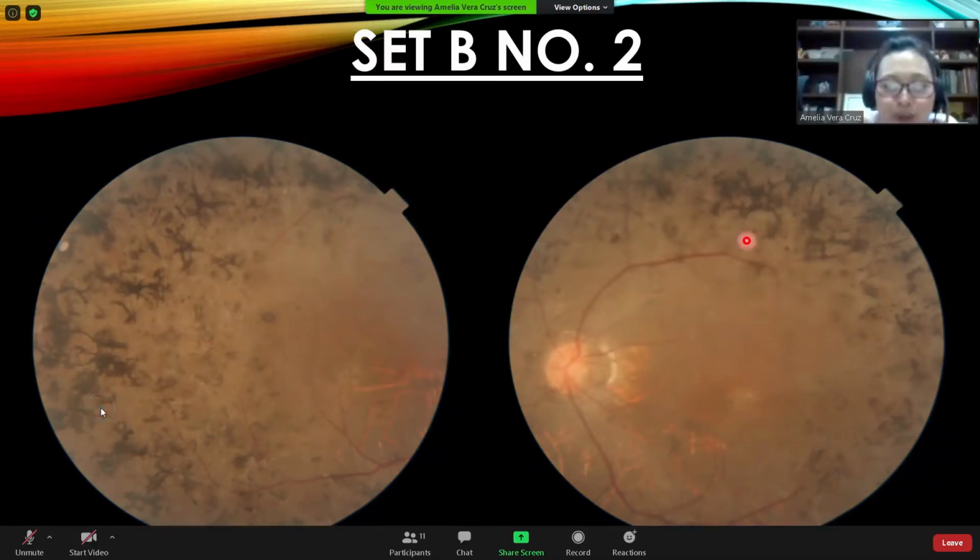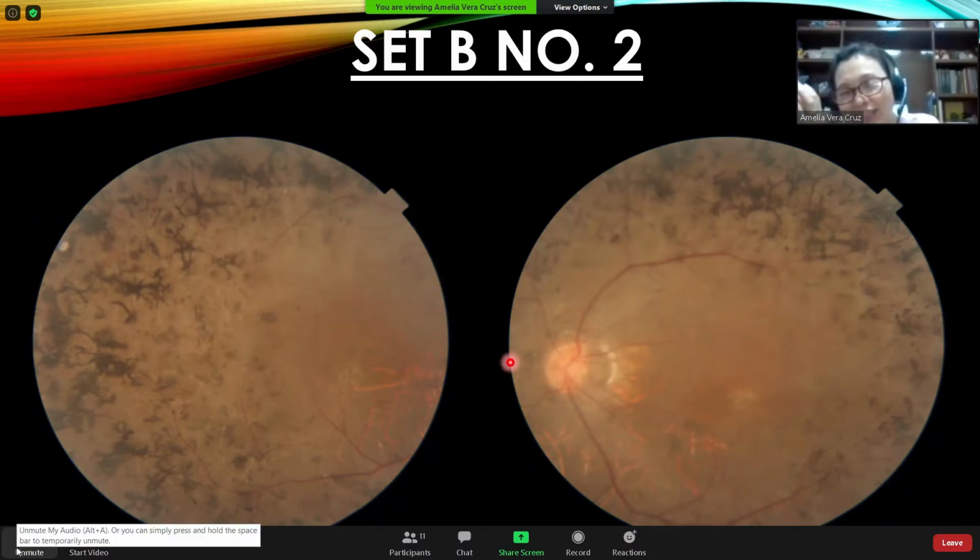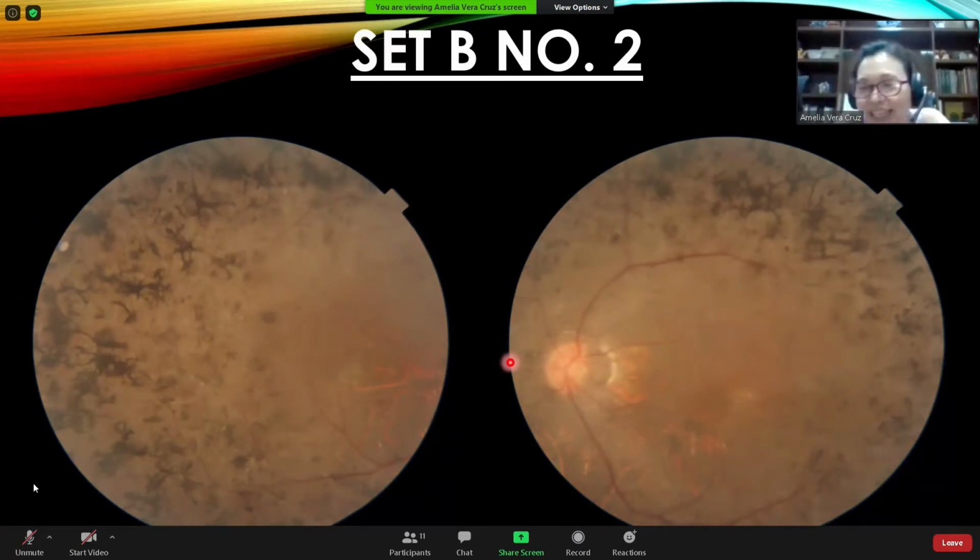So, what will you elicit from the history? The history of night blindness. History of night blindness since childhood. Hindi naman talaga yan bones, pero yan lang ang term. Bony spicules. So, this is your retinitis pigmentosa. Huwag na ninyong kalimutan yan. Okay na? We'll move on na. Okay, next.